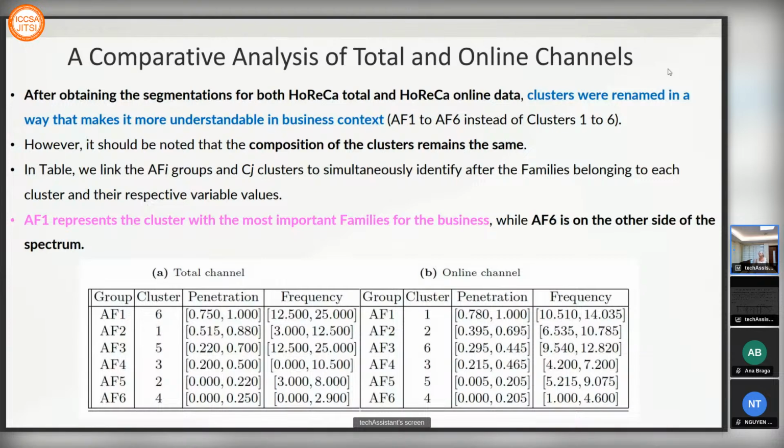After obtaining the segmentation for both, we rename the clusters to make them more understandable in a business context. So we go from AF1 to AF6 instead of cluster 1 to 6. However, it should be noted that the composition of the clusters is maintained. In the table, we link the AF groups with the clusters to simultaneously identify the families belonging to each cluster and their respective variable values. AF1 represents the cluster with the most important families, while AF6 is the opposite for the business.